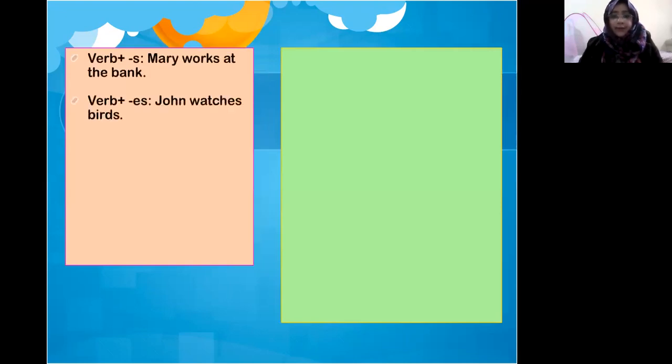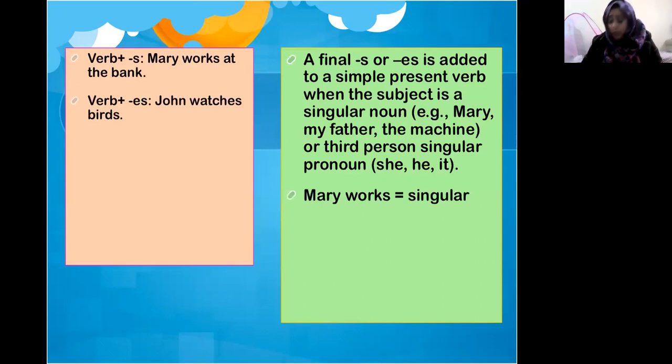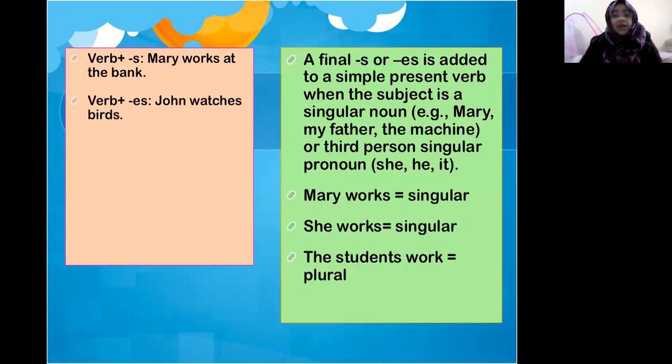Let me tell you. For example, when you study tenses, we will notice that in the simple present tense, when the subject is third person singular, then we use S with the verb. For example, I have given here: Mary works at the bank. And here: John watches birds. Since the verb watch ends with CH, we will use ES. But here Mary is a singular girl, John is a singular person, so we are putting S with the verb. It means that this verb is a singular verb.